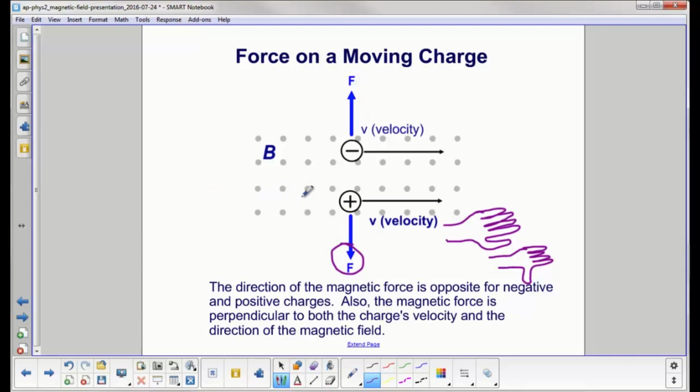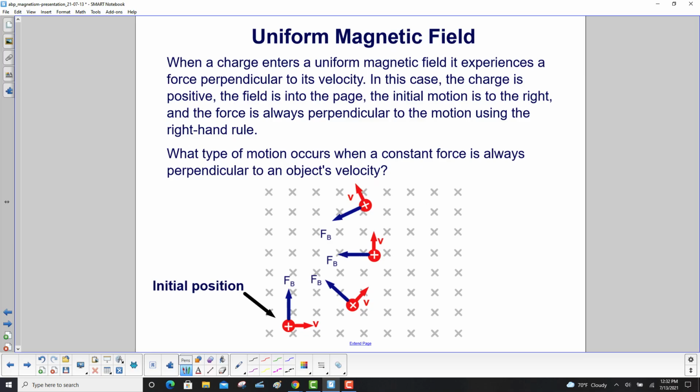So if we shot a positive charge in here, it will feel a force down, and a negative charge would feel a force up. And then you can remember those curves from kinematics maybe, and from dynamics. When a charge enters a uniform magnetic field, and that's all of this, all the x's, it experiences a force perpendicular to its velocity. In this case, the charge is positive, the field is into the page, the initial motion is to the right, I'm going to look down here, and the force is always perpendicular to the motion using the right hand rule. So let's use the right hand rule down here.